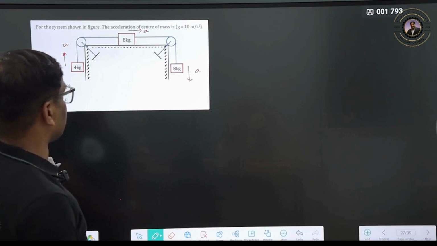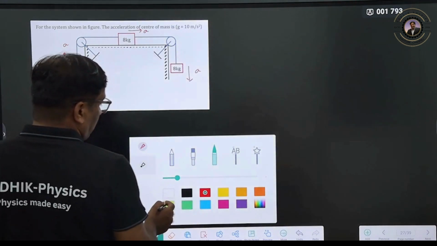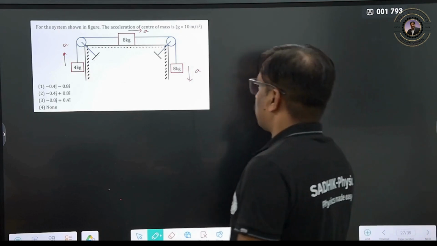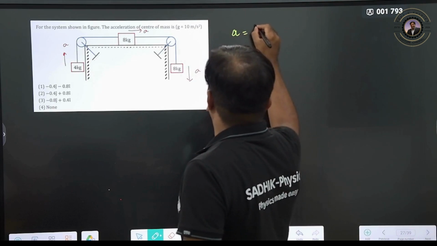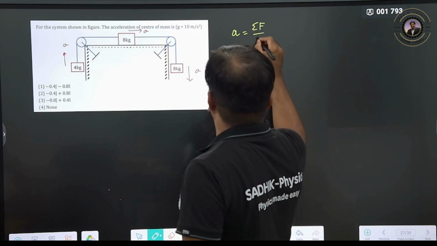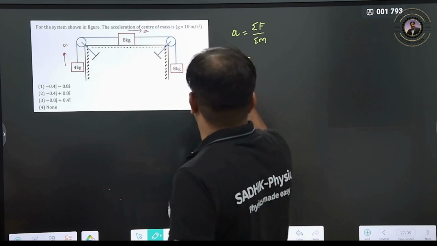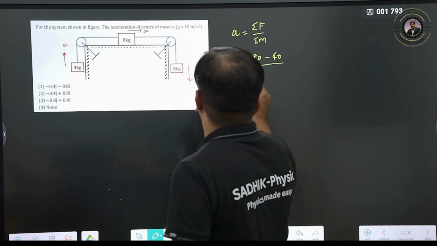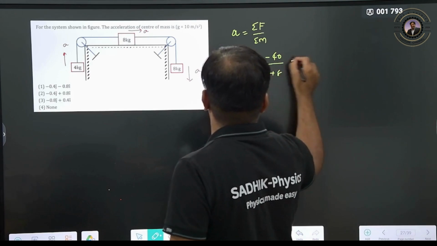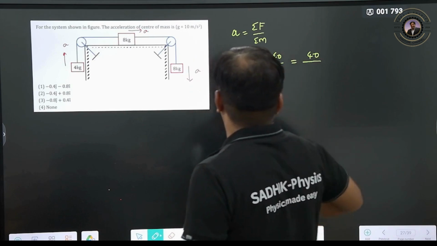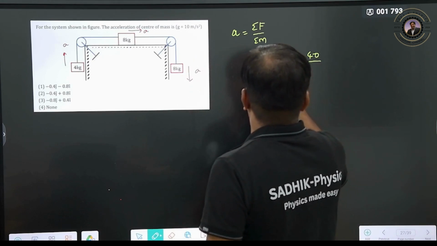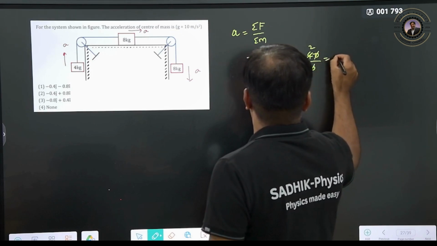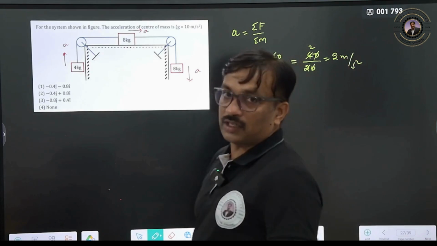How to calculate the acceleration here? I already did one short tricks video to solve the problems related to acceleration and tension. So acceleration a is the net force by total mass. Total net force is 80 minus 40, divided by total mass, therefore 4 plus 8 plus 8, which is 16. 40 divided by 16, therefore 2 meter per second square. This is the acceleration of your center of mass.